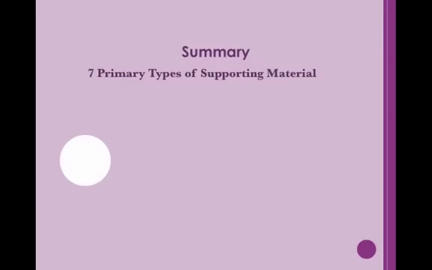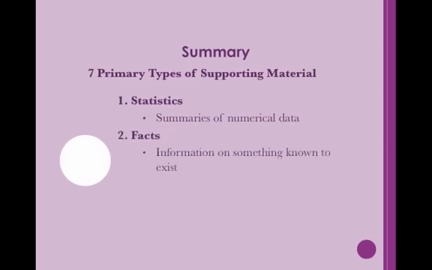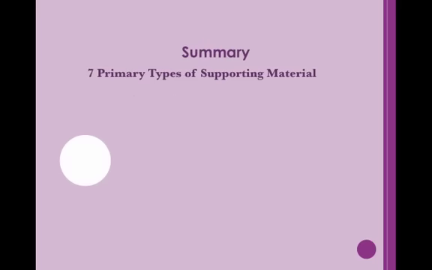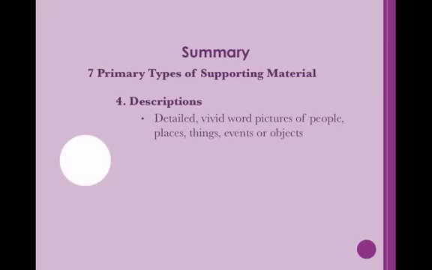Let's summarize. To be an effective speaker, you must take the time to gather effective supporting materials for your speech. There are 7 primary types of supporting materials. Statistics are summaries of numerical data. Facts are based on information about something that is known to exist. Definitions illustrate the essential properties, meaning, or significance of a word, phrase, or idea. Descriptions provide detailed, vivid word pictures of people, places, things, events, or objects.